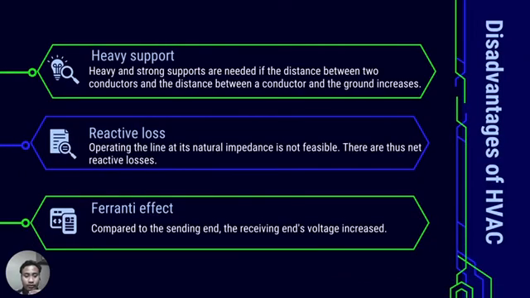Next, heavy support. Heavy and sturdy supports are needed if the distance between two conductors and the distance between a conductor and ground increases. This raises the transmission tower cost. Reactive loss. Both inductance and capacitance are included in transmission line impedance. They are directly opposed. While the other is leading, one is lagging. Operating the line at its natural impedance is not possible. There are net reactive losses. Ferranti effect. Due to the capacitance, the charging current will pass through the conductor. The voltage at the receiving end increases more than the voltage at the sending end as a result of this charging current.